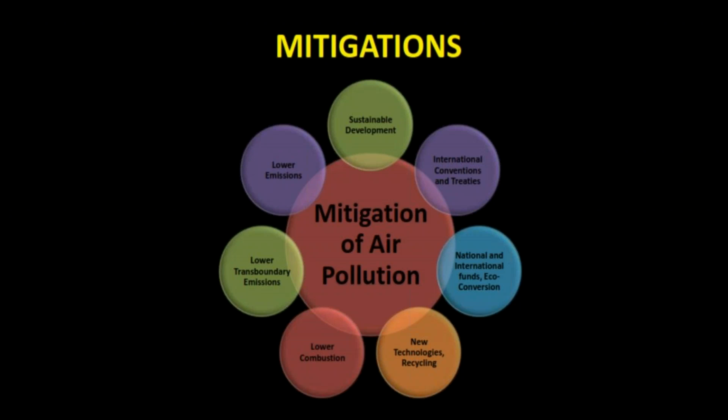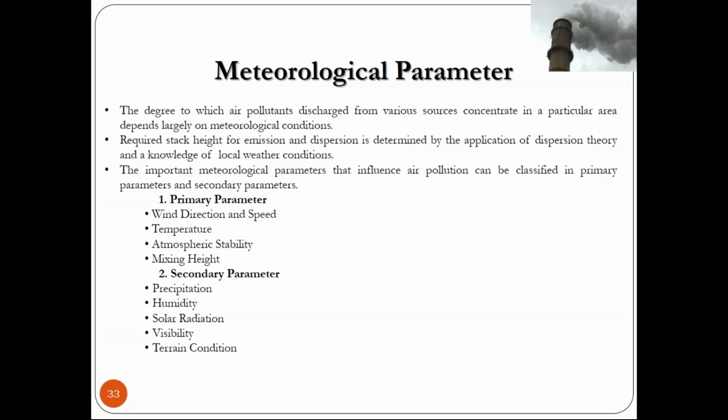So we have to go for recycling, reduce, avoid, etc. We have to go for lower combustion of any fossil fuel. We have to control transboundary emissions. We have to lower down our carbon footprint. We have to lower down the emissions at the source. So by achieving these major goals, we can reduce the air pollution at the source.